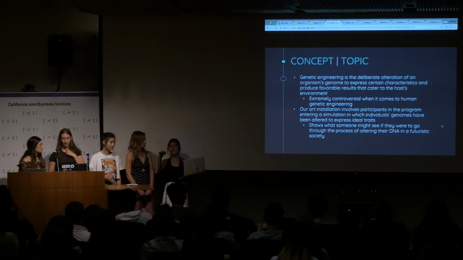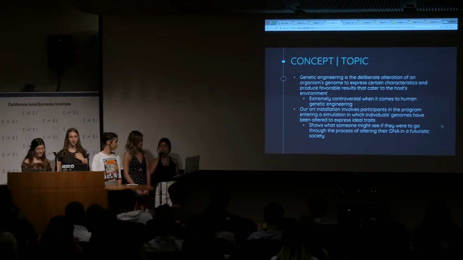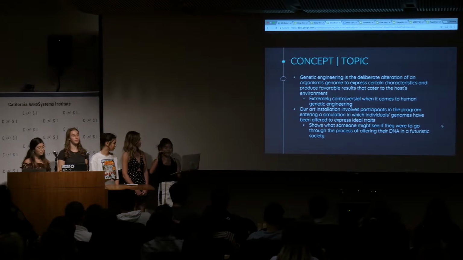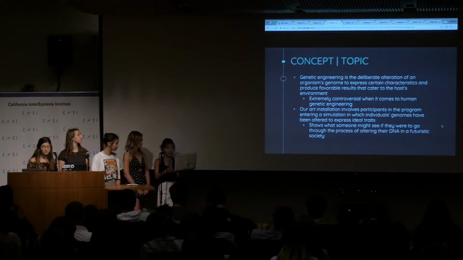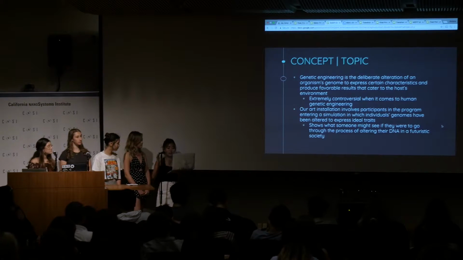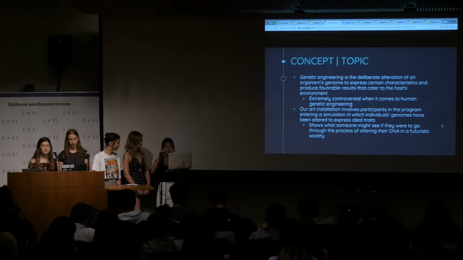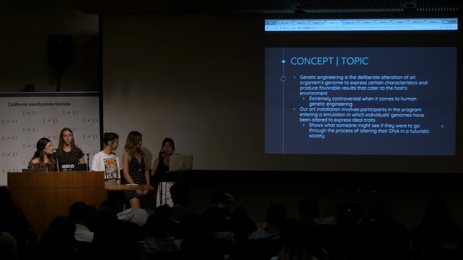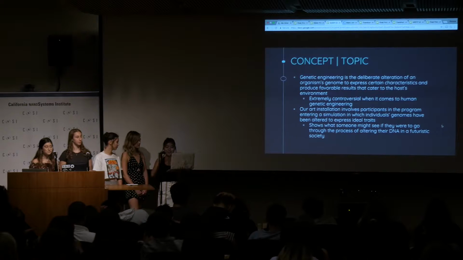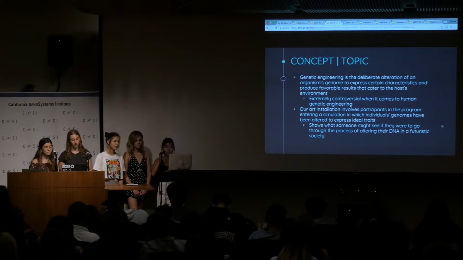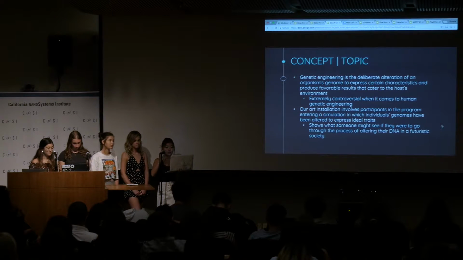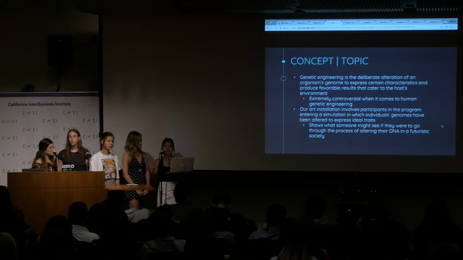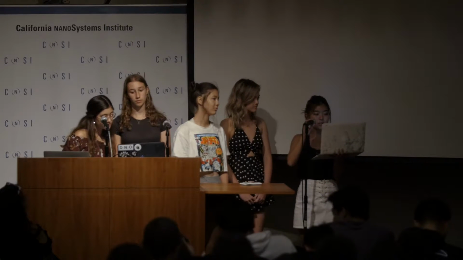Okay, so that was our little introduction video to CRISPR-Cas9 and our concept and topic. To clarify the topic, our group is focusing on human genetic engineering. Genetic engineering is the deliberate alteration of an organism's genome to express certain characteristics and produce favorable results that cater to the host environment. This technology has allowed for improved food quality, like GMOs, and increased profit for agricultural brands.